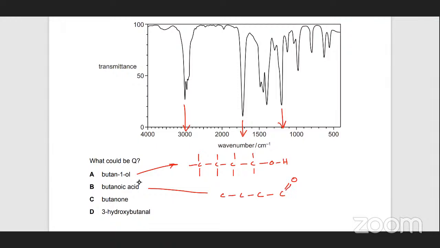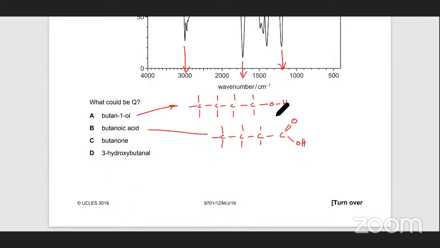Okay, so there's a double bond O and an OH. And the rest are all hydrogen atoms. What is butanone? Butanone is going to be four carbon atoms with a double bond O. And the rest are all hydrogens.